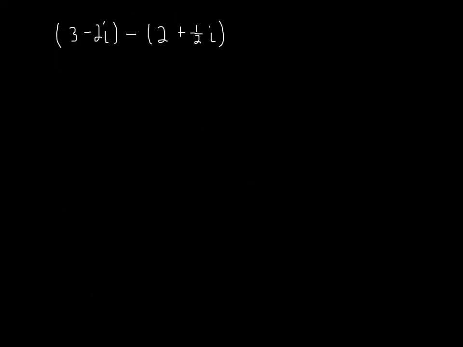Okay, for this one, adding complex numbers. How do we do that? Well, the first step, we're going to want to distribute this negative into both terms inside of this parentheses. So I have a 3 minus a 2i. Distribute that negative 1 in to get a negative 2. And I have to bring that negative into the second term as well. So I have a negative 1/2 i.